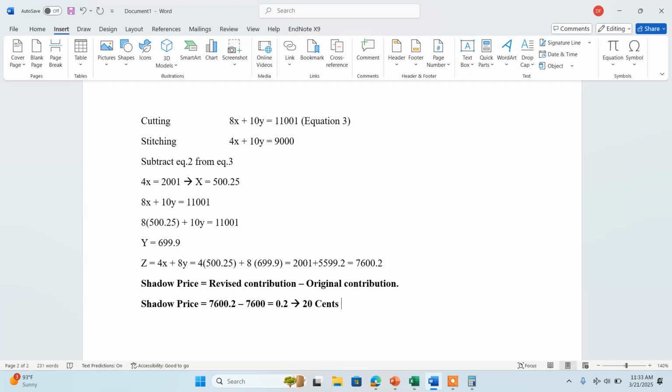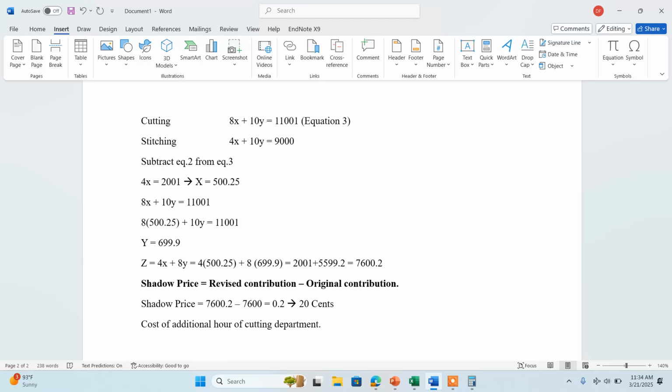Now, my dear, should you go for this additional hour or not? You need to do the comparison. What is the cost of this additional number of hours? What is the cost of an additional hour of the cutting department?